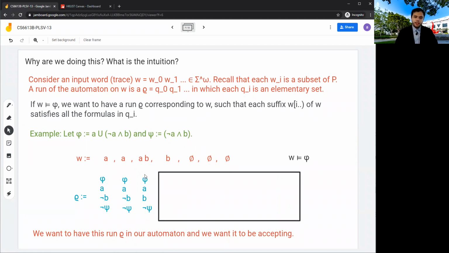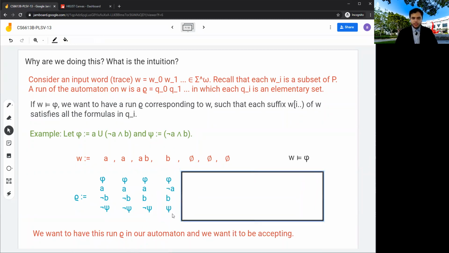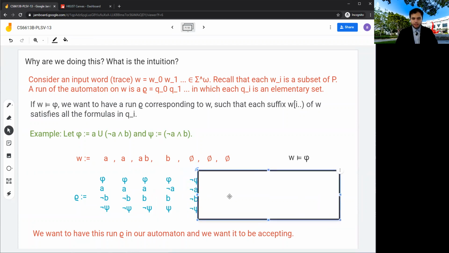So if I only look at the suffix that starts from here, it actually now satisfies both A and B, because this is the first letter of the suffix and it has both A and B in it, right? You can also check that it satisfies phi, but it does not satisfy psi. And that's because, well, in order to satisfy psi, it has to satisfy not A, and it doesn't. Okay. And then we do the same thing here. So, and then just continue.